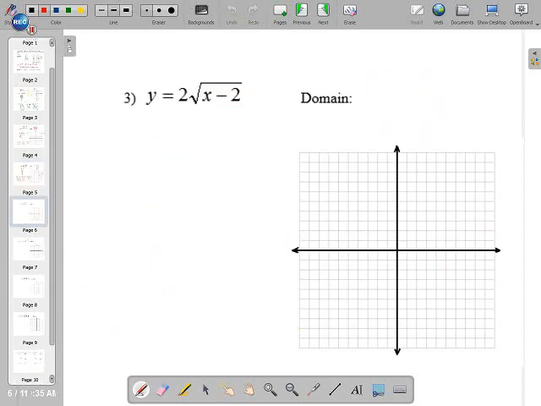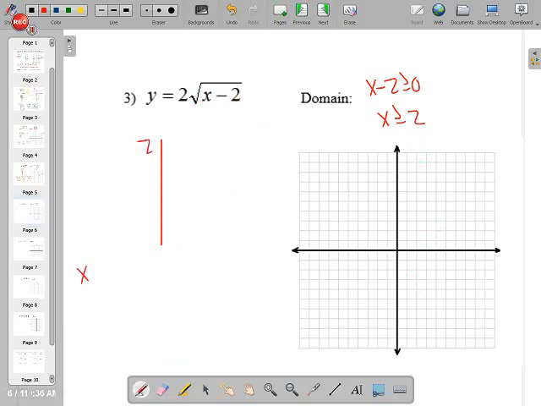Okay. Couple more. Domain. x minus 2 is greater than or equal to 0. So x is greater than or equal to 2. That's your domain. So on my graph, the first x value I have will be at 2. So I'll make a table starting at 2.